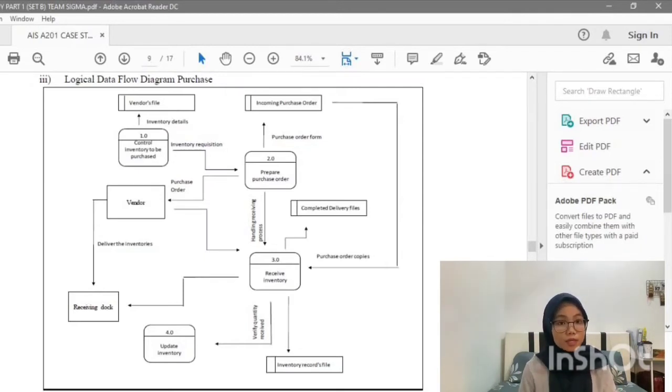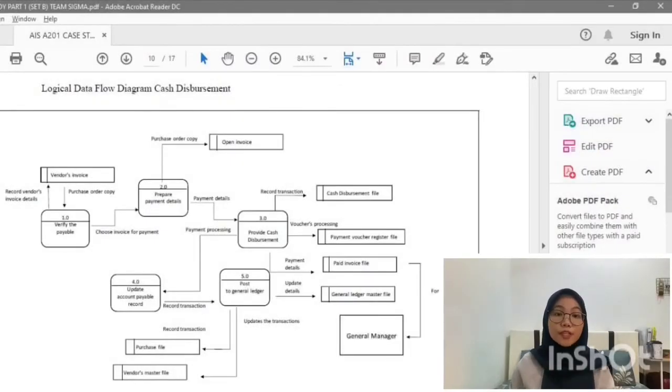And the third process is receiving inventory. In this process, the vendors will start to deliver the inventory to the receiving dock, and then Selamat will take out the purchase order from the incoming purchase order file, and then when everything has been settled, he will keep the purchase order copies with the vendor's delivery in the completed delivery files. And lastly, when everything has been verified and inventory is okay, then inventory is updated.